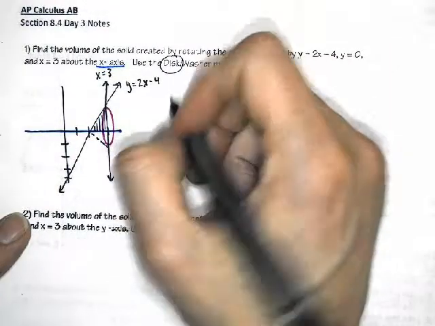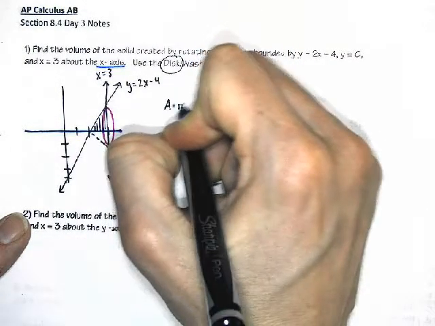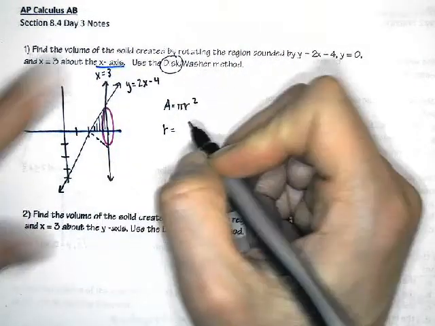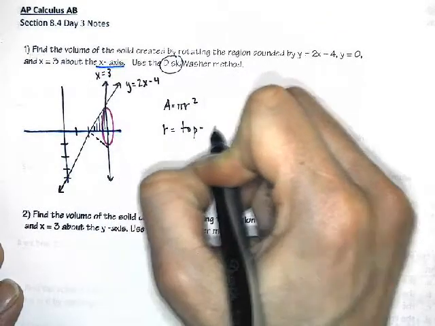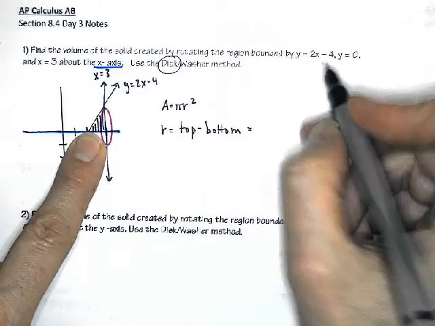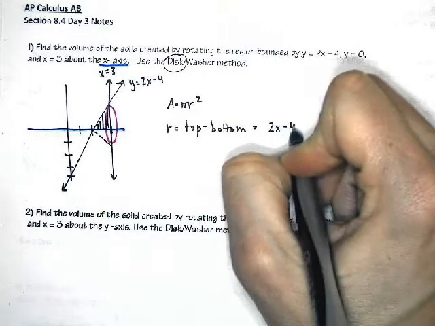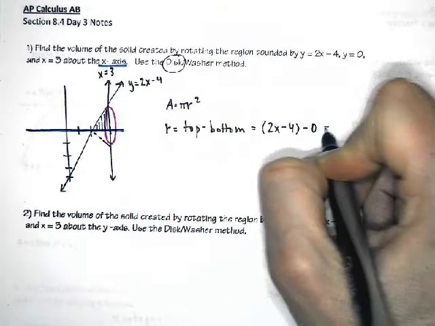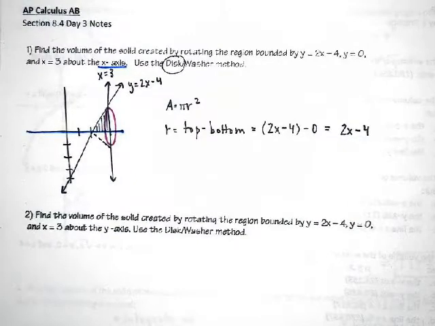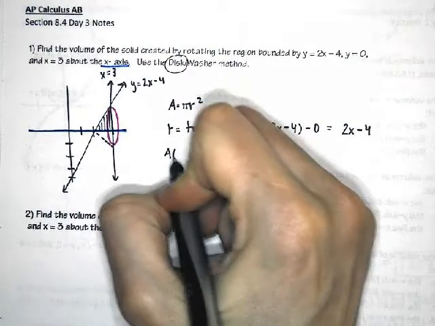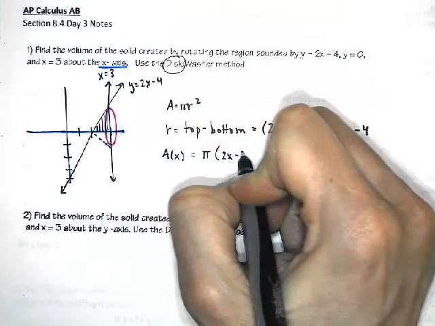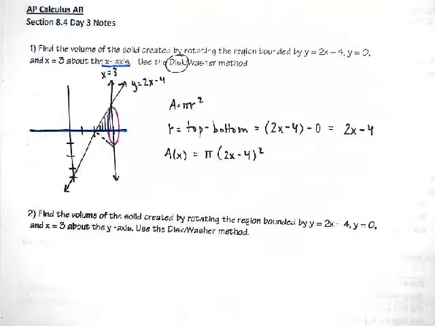Again, we know we're working with circular cross sections, so the area of each circle is going to be pi r squared. In this case, since we're revolving about x, I'm doing top minus bottom, which in this case, our top is my 2x minus 4. My bottom is just the x-axis, so it's just minus 0. So my radius is 2x minus 4. So my area in terms of x is pi times my radius, 2x minus 4, squared.